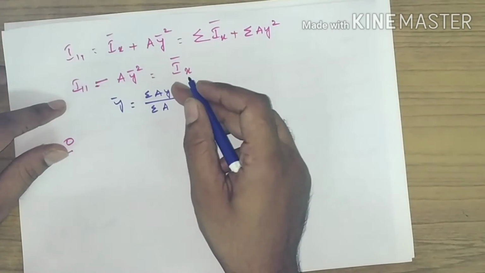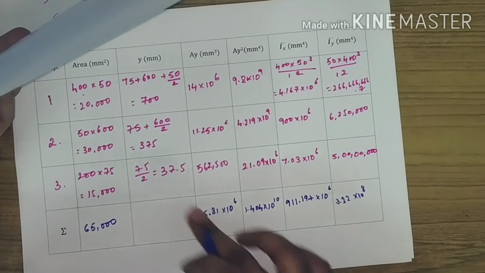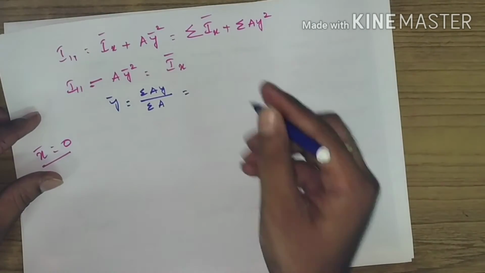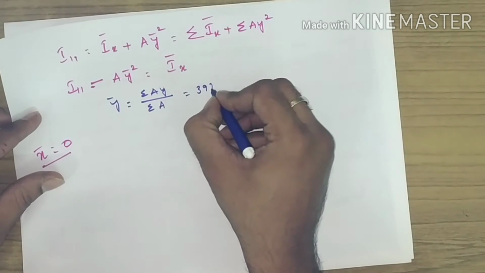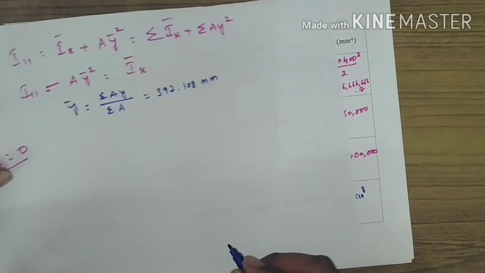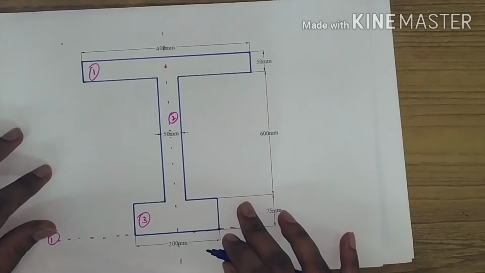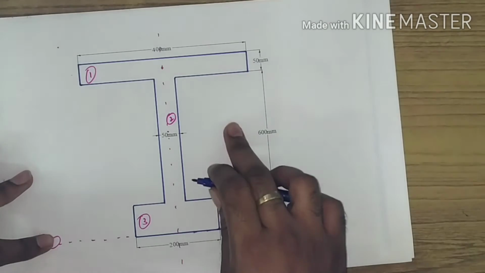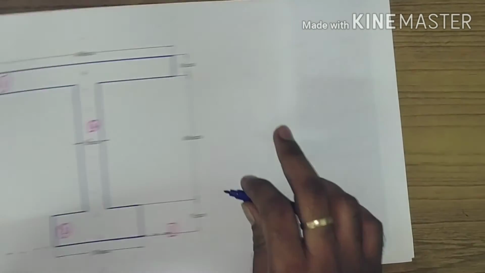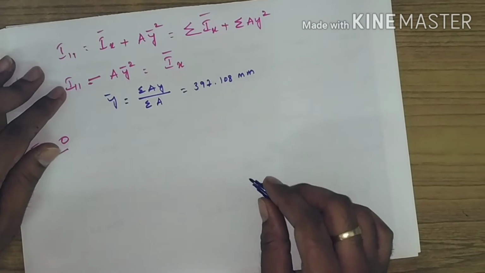So if you simply substitute the values of summation of AY and A from this sheet here, you will get Y bar to be 397.108 mm. So that is the Y bar of the section which we have considered, and it will lie at a distance of 397.108 from this reference axis, right?